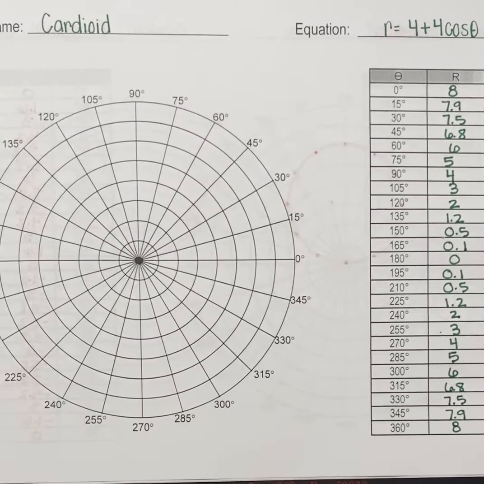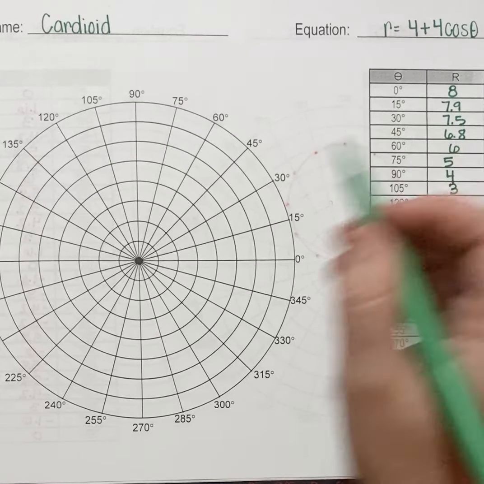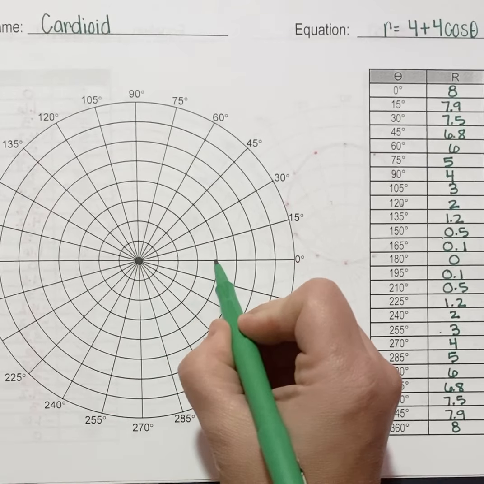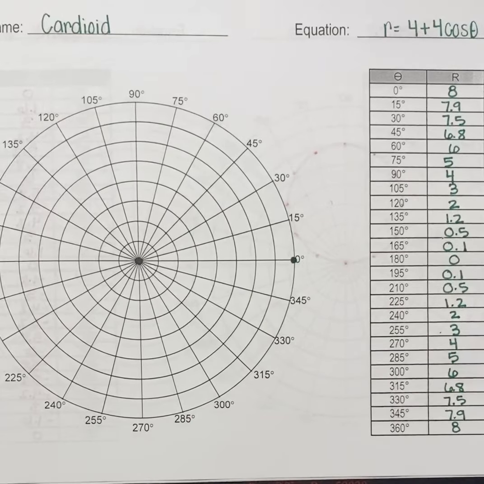Now, what I'm going to do next is take each of these thetas and radiuses and graph them over here on my cardioid. All right, so let's see what this looks like right here. First thing we got 0, 8. So here's 0, 1, 2, 3, 4, 5, 6, 7, 8. Yep, it fits, but it's all the way out here to the end.